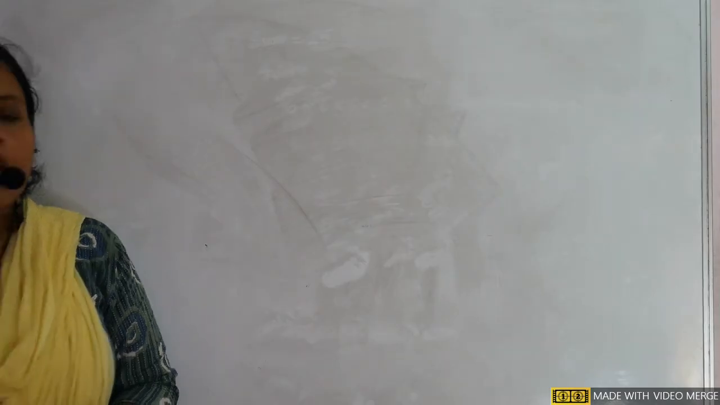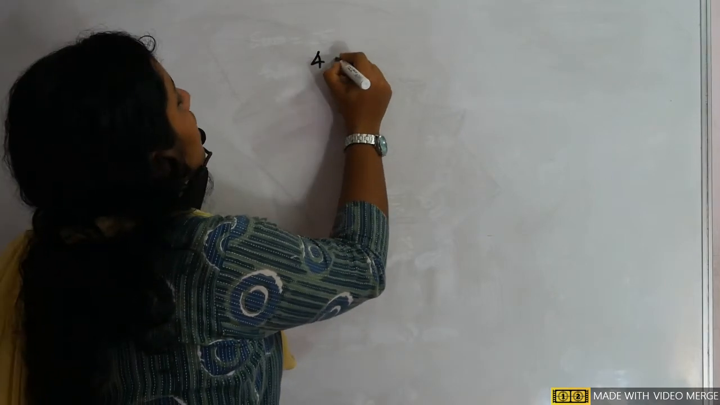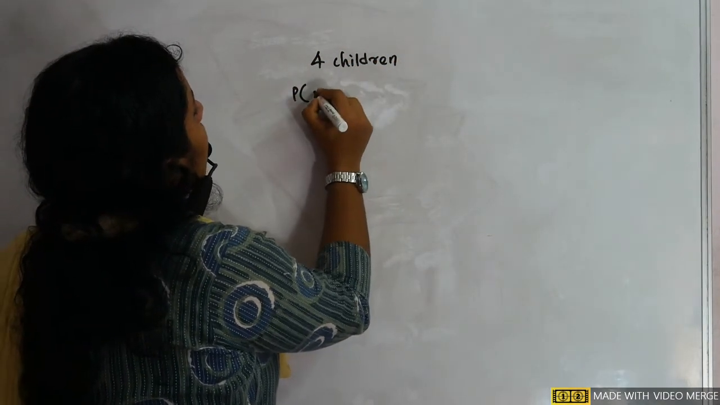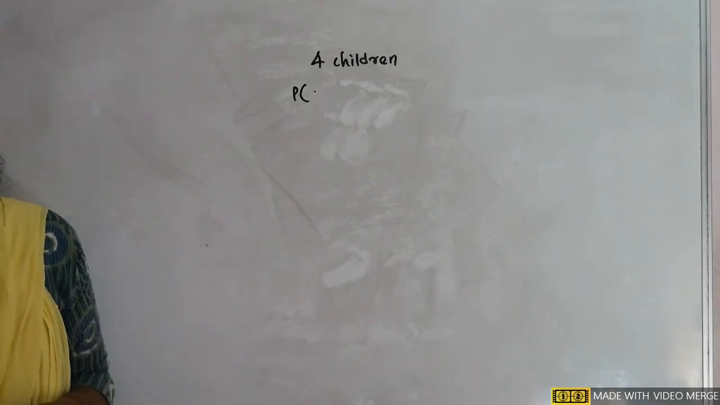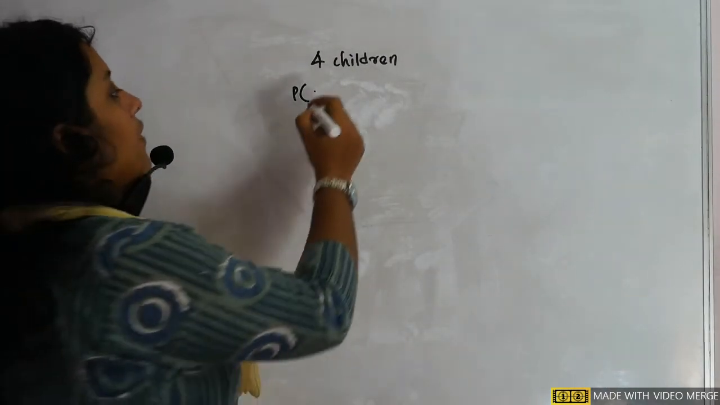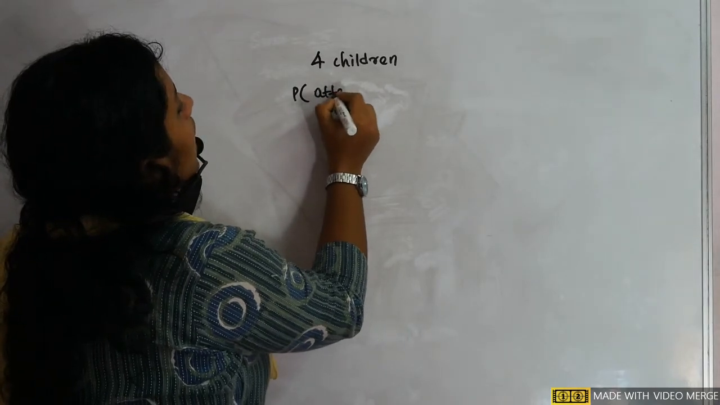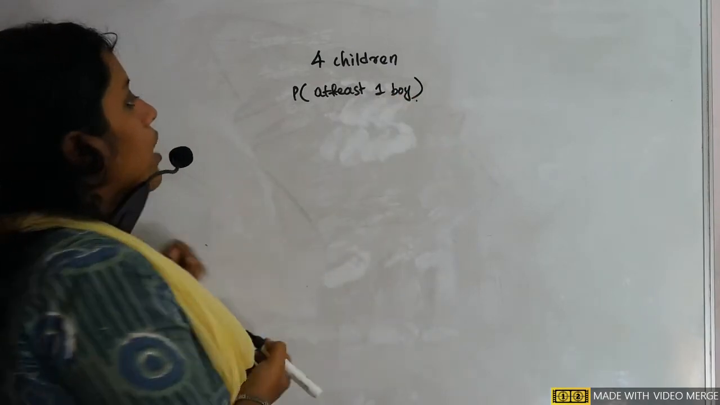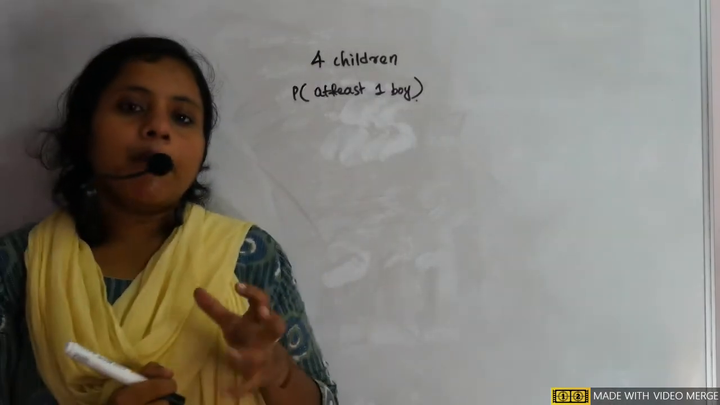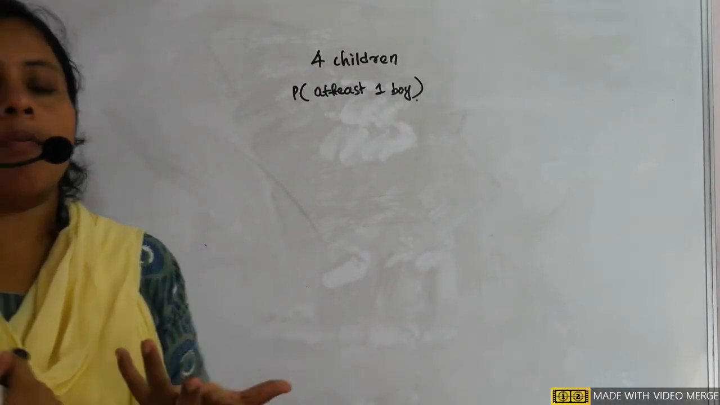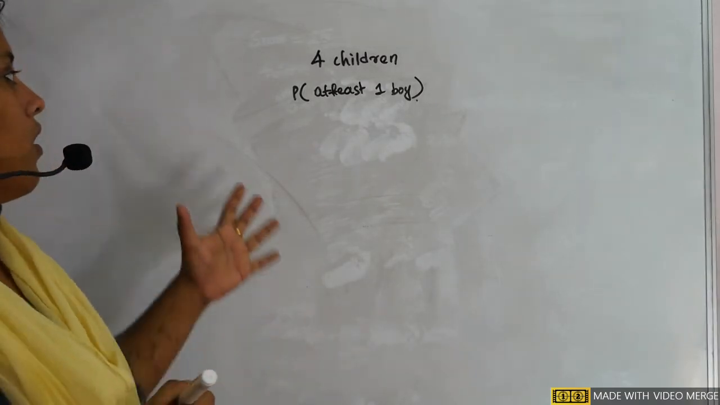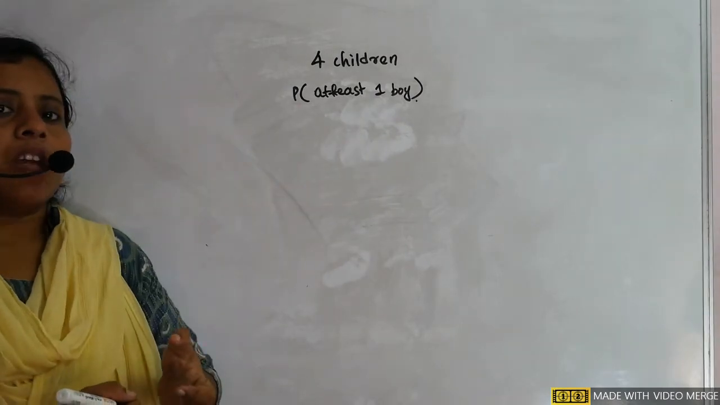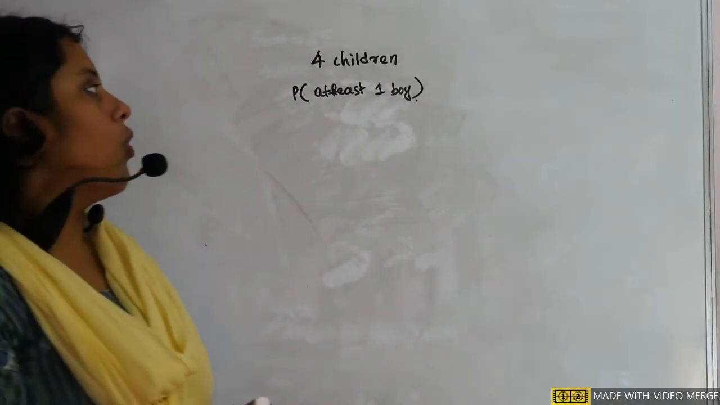At least one boy. A family has 4 children. What is the probability that the family will have at least one boy? At least one boy means minimum one boy. So minimum one boy means at least one; more than one boy is also okay.